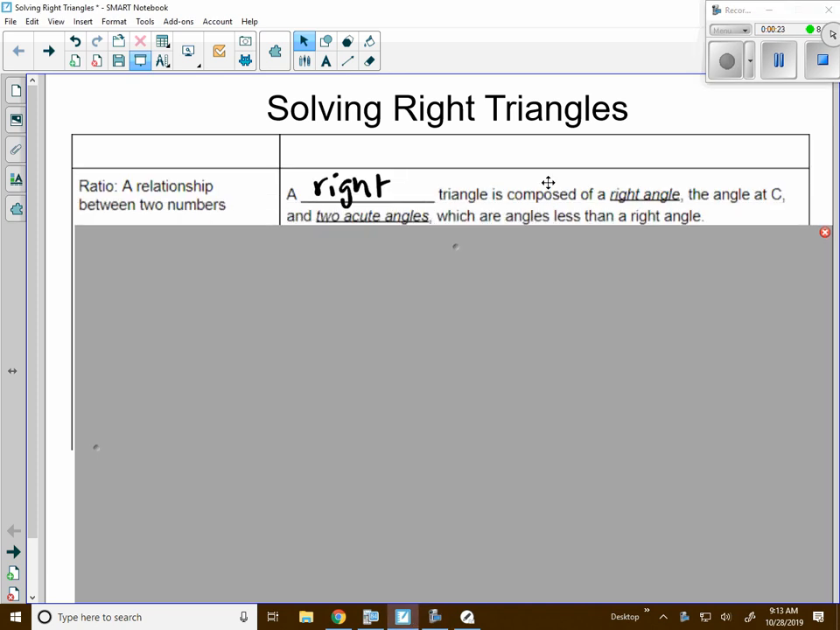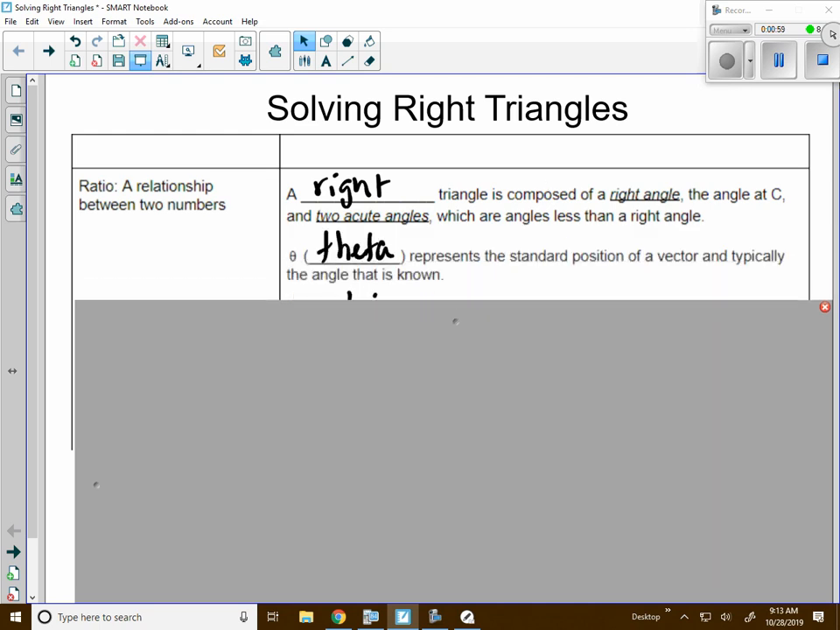Okay. So the first thing is every triangle that we solve today is going to be a right triangle. Every single triangle is going to be a right triangle. The right triangle is going to be composed of a right angle and two acute angles. What are acute angles? Smaller than 90, right? So two of those.